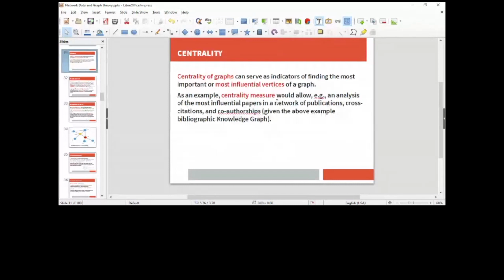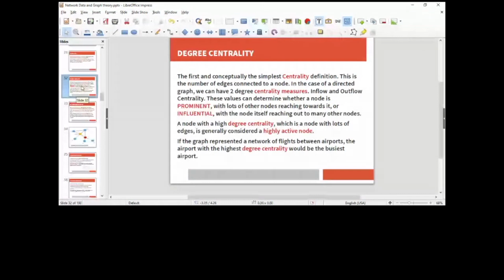Given the above example, a bibliographic knowledge. So you want to know the most influential, who is the person that has been cited the most, who has co-authored, who has published. It shows influence on a subject. That's how you find out thought leaders. Who is the most influential person in papers generating new knowledge in a new place?